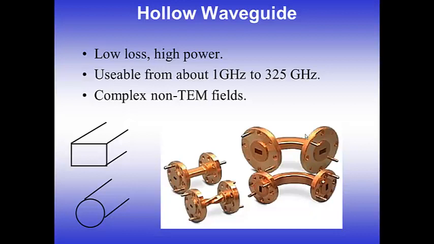The fourth kind of transmission line is the hollow metal waveguide. These are extremely low loss and can handle high powers. They're typically usable from about 1 GHz to 325 GHz, although in fact, fairly recently, waveguides beyond 1 THz, 1000 GHz, have been made and put into commercial products. These have very complicated electromagnetic fields which are not TEM. So it's very difficult to actually understand in detail the propagation parameters of these hollow waveguides.